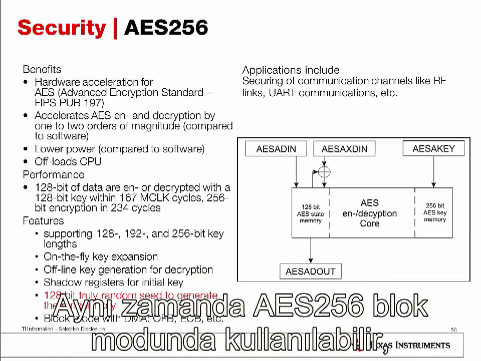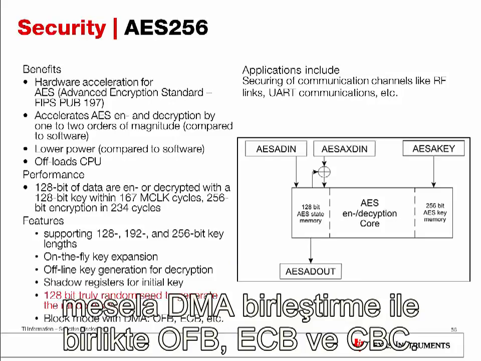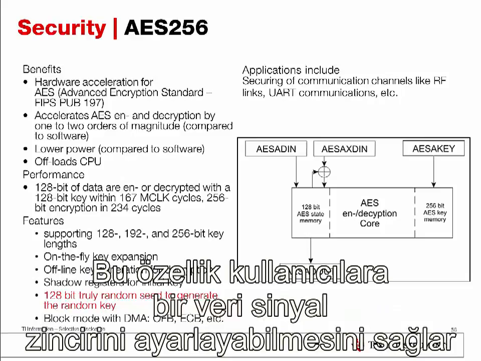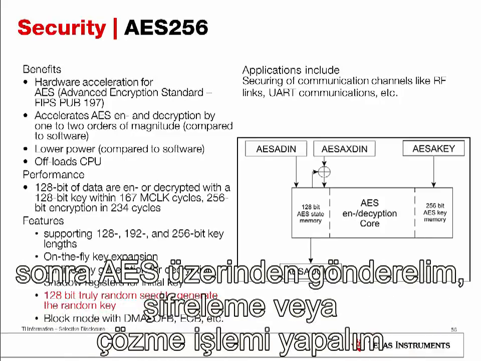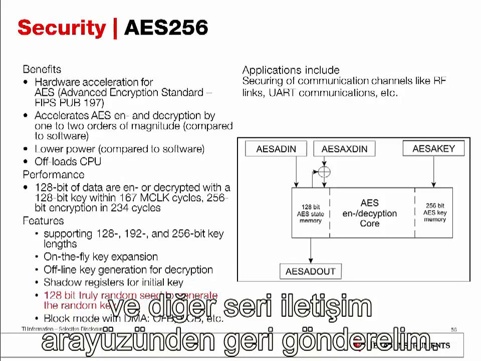The AES-256 can also be used in block modes such as OFB, ECB, as well as CBC, in conjunction with DMA. This allows the users to configure a data signal chain, for example, to receive the data through SPI, transfer it over to DMA, transfer it over to AES to perform a decryption or encryption, and then transfer it back to another serial communication interface.